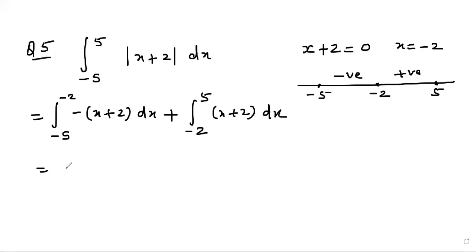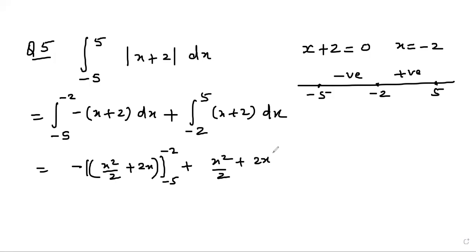So we integrate it. So if we integrate, keeping minus sign outside, this will become x squared by 2 plus 2x, limits minus 5 to minus 2, plus x squared by 2 plus 2x, limits minus 2 to 5. Now you have to put the limit. This is work for you. I'm not solving it.